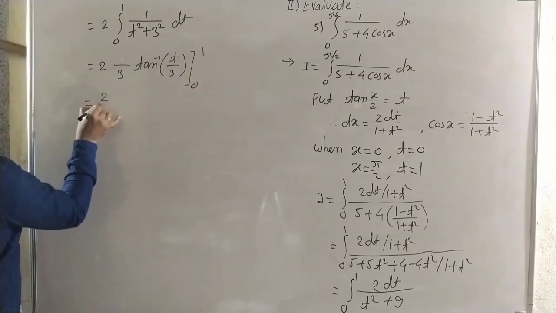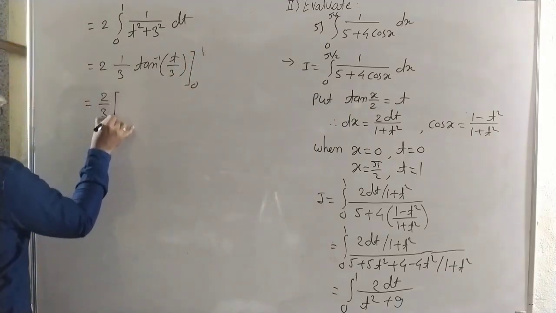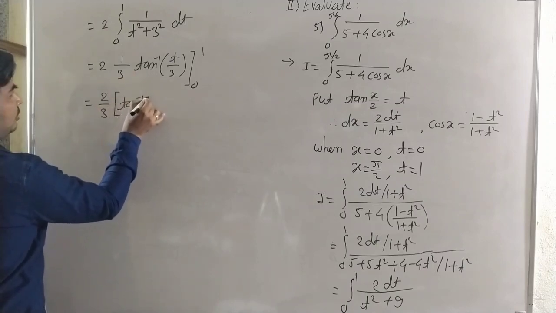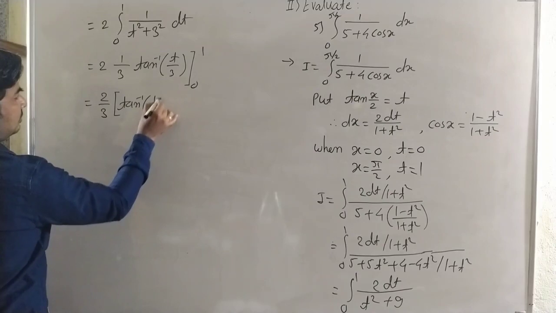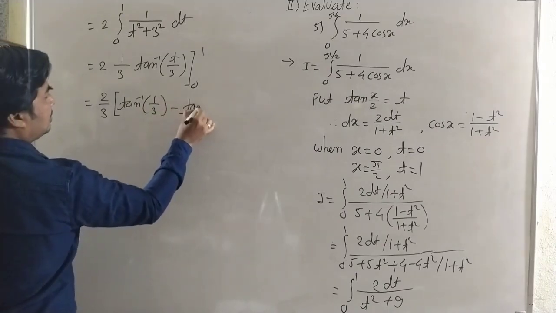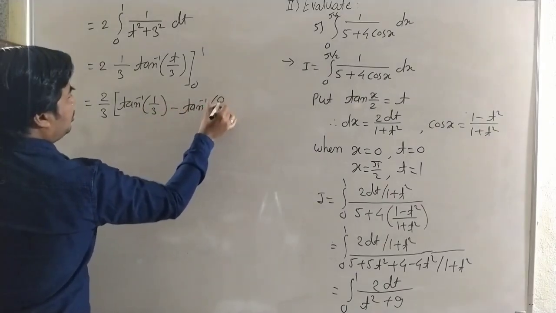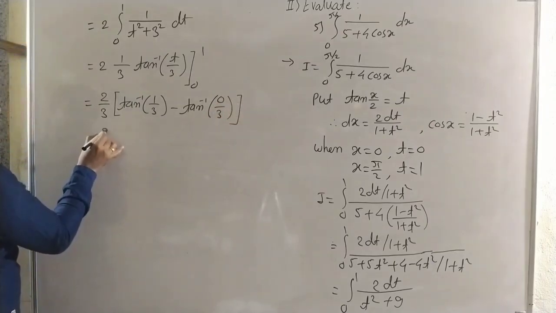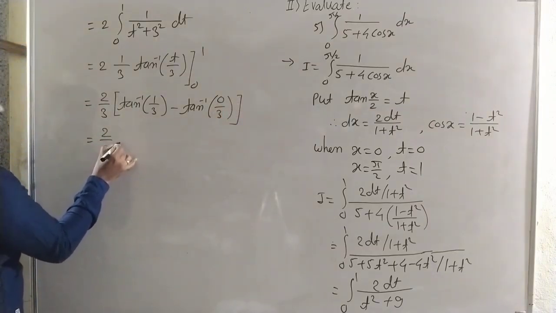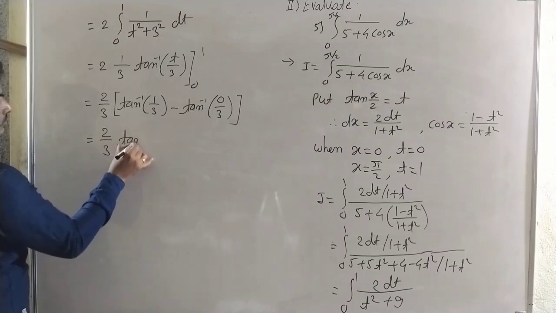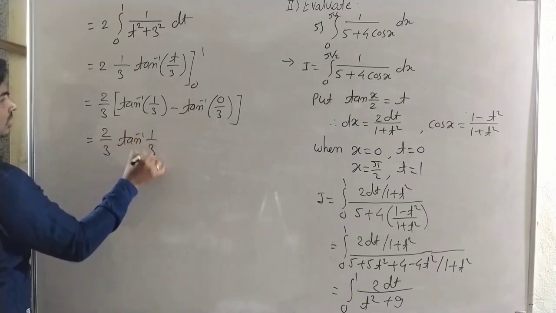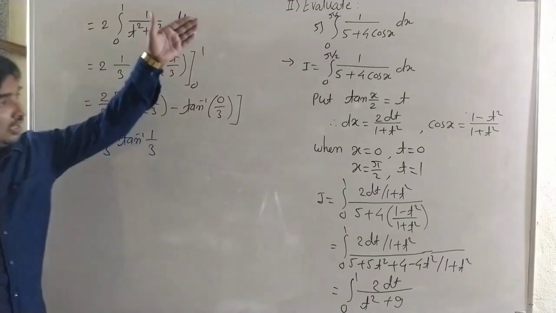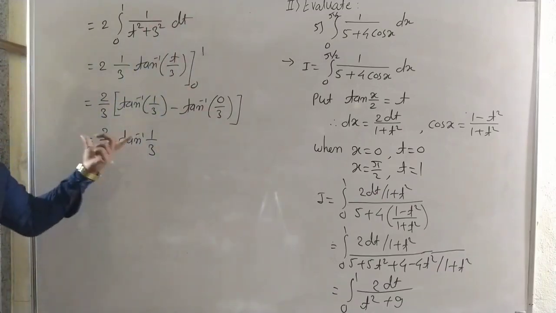Then it is 2 by 3 constant, put the limit, tan inverse of 1 by 3 minus tan inverse of 0 by 3, it is 0, okay, and then it is 2 by 3 into tan inverse of 1 by 3, it is the last answer of this question. See carefully this.